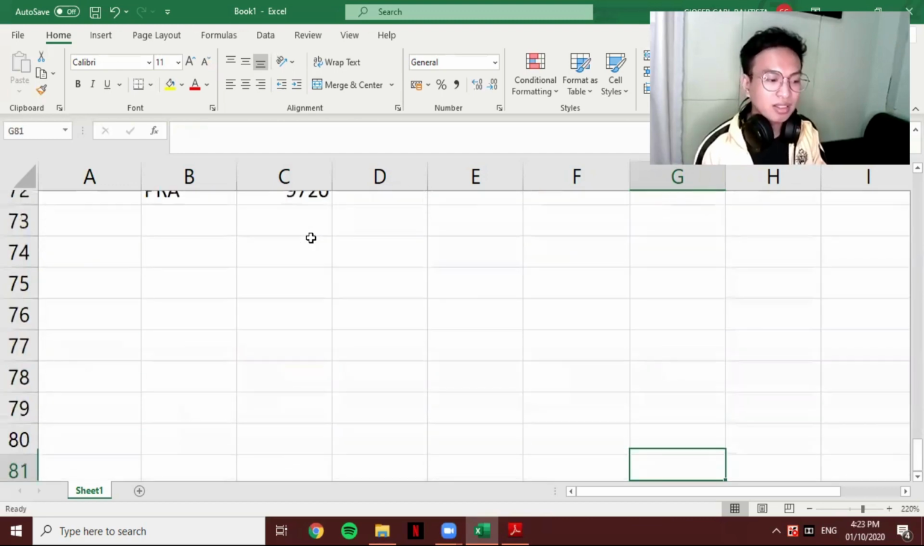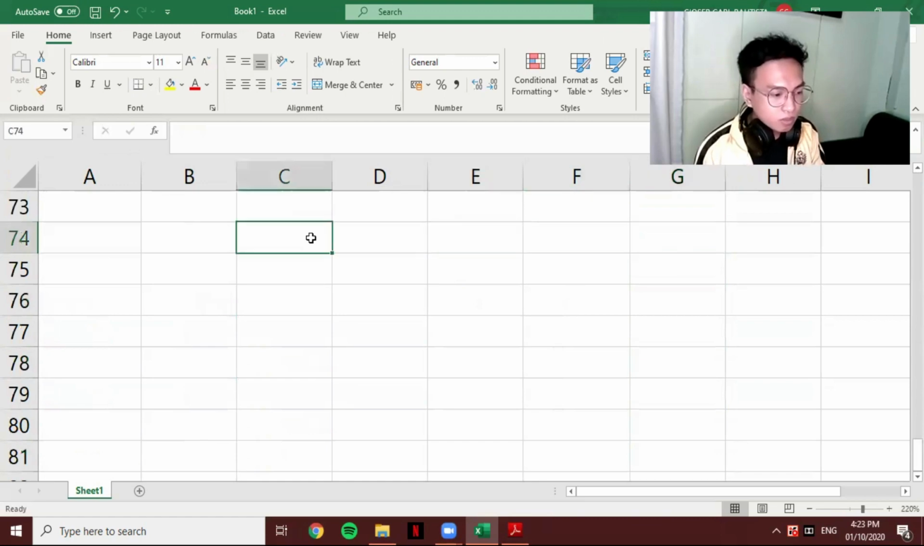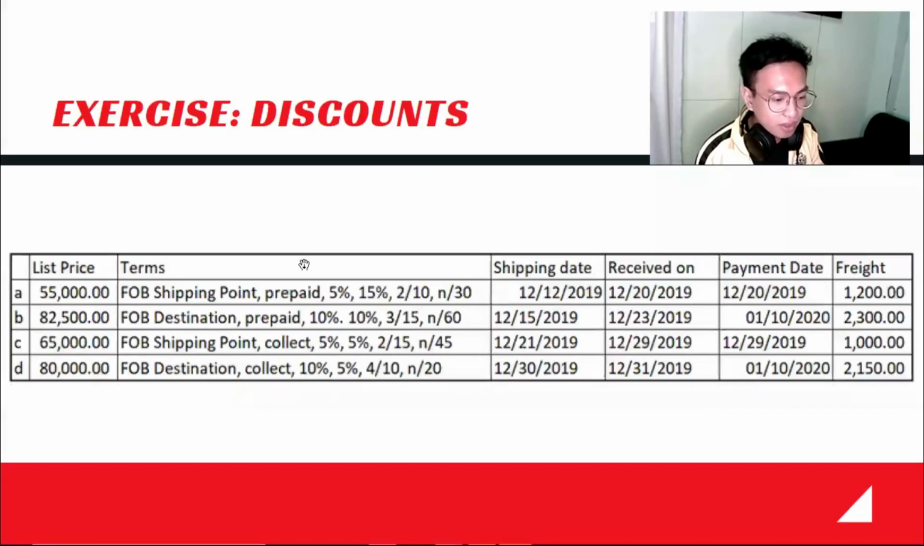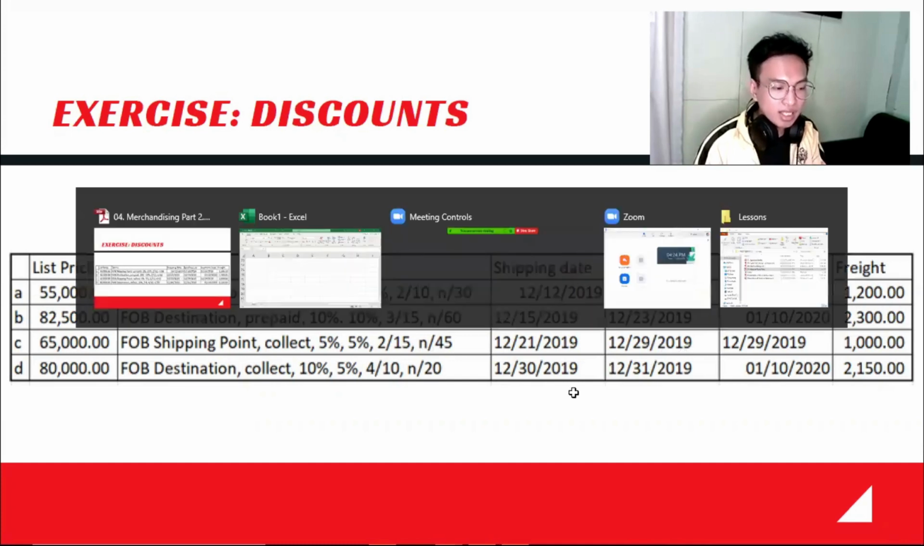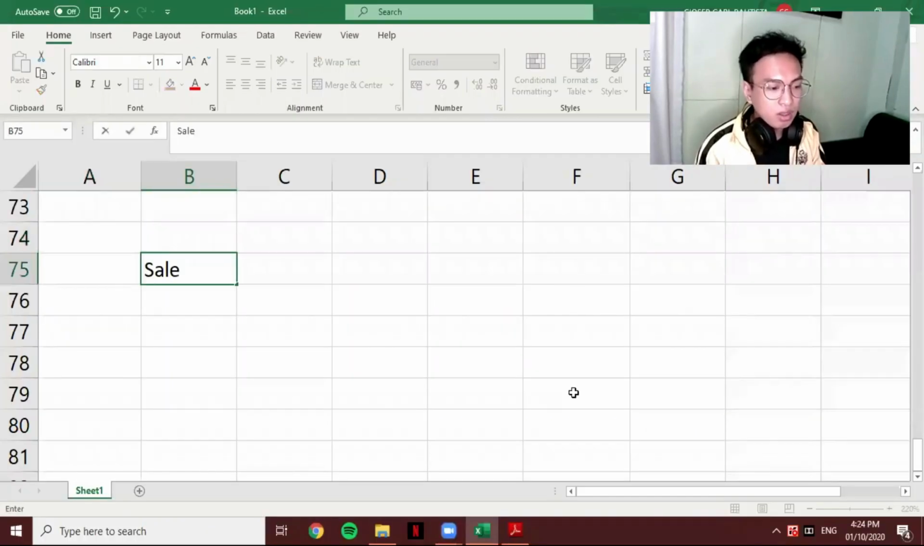Yan. Last sample tayo. Let's have the destination collect or letter D. So, you may do on your own letter C. Pwede nyo siyang pag-practice. Let's do letter D and the seller's perspective naman. Seller's perspective, December 31, pasok pa rin yan. Whether it is destination or shipping point. Since it's destination, you have to check. Na-receive ba ni customer ng December 31? Yes. So, we have valid sale on December 31.